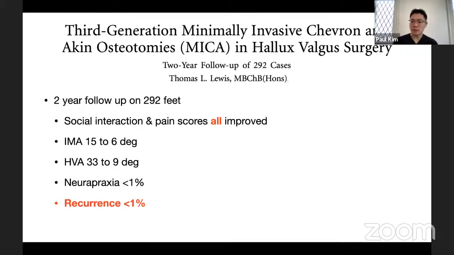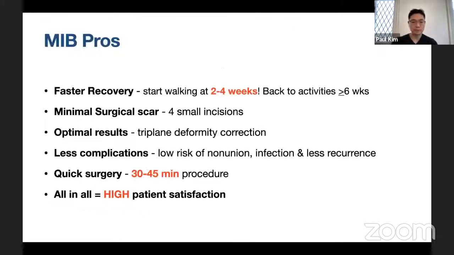They had some neuropraxia, less than 1, but look at this number. It was less than 1% recurrence in 2 years. Now, you could say this is just a midterm study. Maybe over time, there's gonna be more recurrences, but I agree, in my hands, over the 2 years I've been doing this procedure, I've had 0 recurrences.